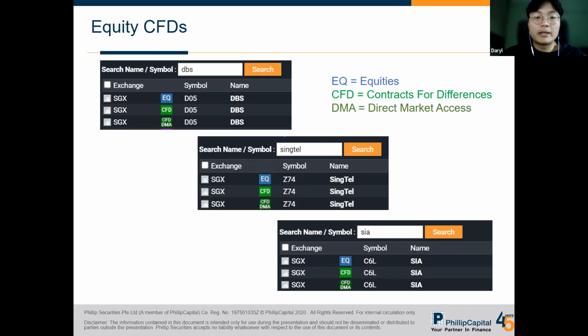A lot of the time, some customers will call me and ask things like, how come I cannot sell my DBS? How come I cannot close my CFD positions? It's because we clicked on the wrong symbol. One is equity, one is CFD, and the other is DMA. So these are different. Before you long or short, make sure you click on the right logo before proceeding.